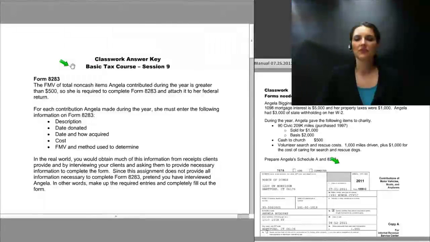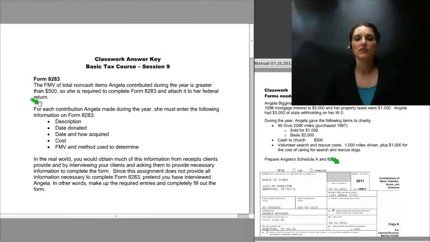And I have on the screen in front of you the classwork assignment answer key for Session 9. And we're going to begin with a discussion of Form 8283. This is the first time we've asked you to complete it. The fair market value of the total non-cash items that Angela contributed to charity during the year is greater than $500, and therefore this form is required.